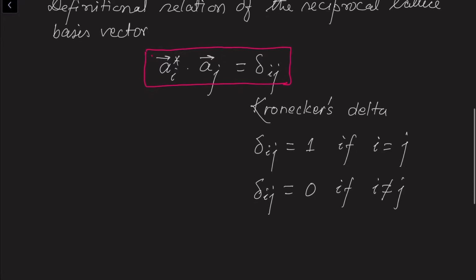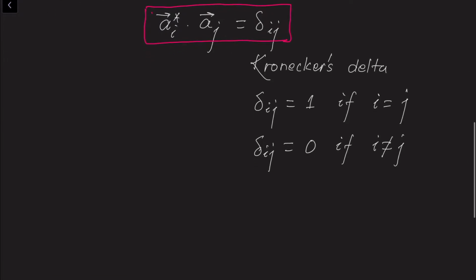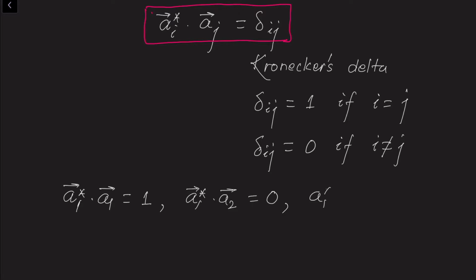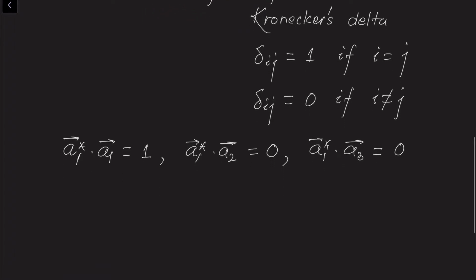If you expand this out, if you write it explicitly, you will have 9 relations. So for example, A1 star dot A1 is equal to 1 because i and j are equal. A1 star dot A2, now i and j are not equal, so it's 0. A1 star dot A3, again i and j are not equal, so it's equal to 0. So this is the first row involving A1 star.